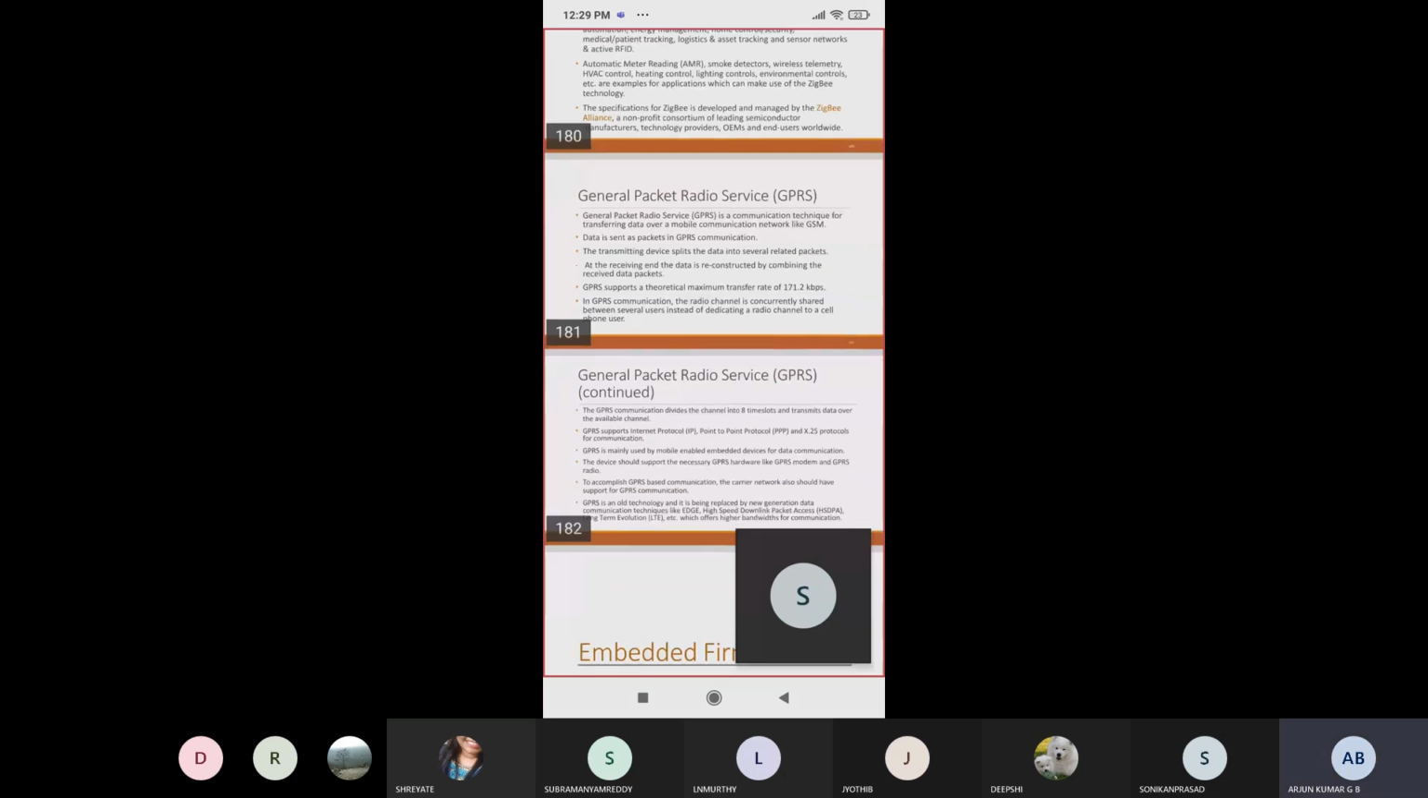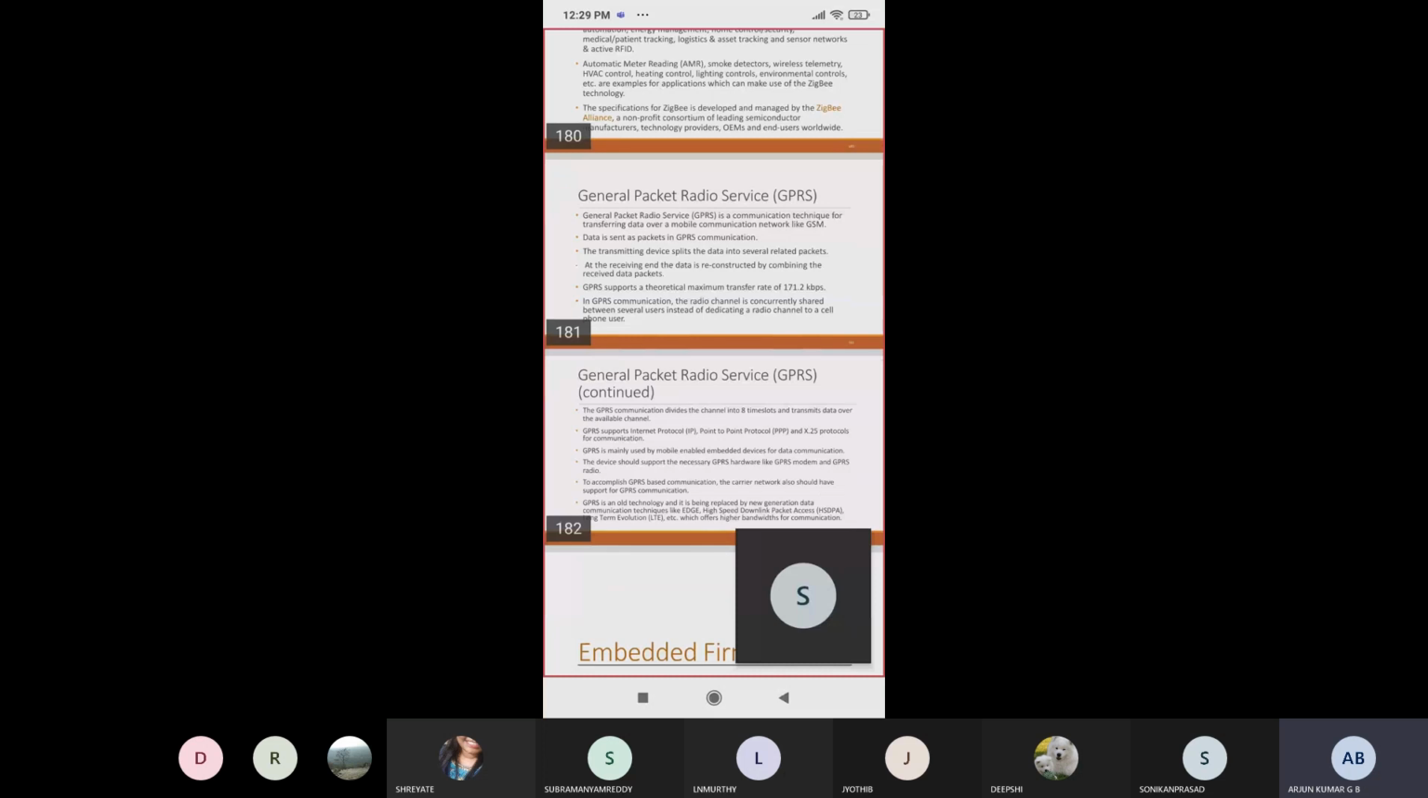Then one more important wireless communication technology they are using here: GPRS, General Packet Radio Services. It's a communication technique for transmitting data over a mobile communication network like GSM, and data is sent in packets.